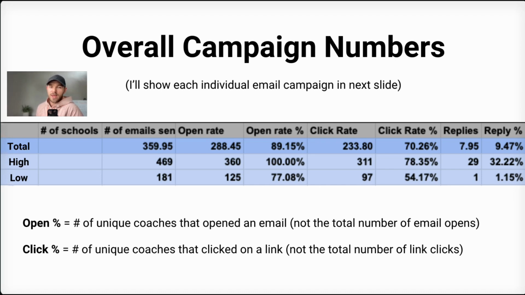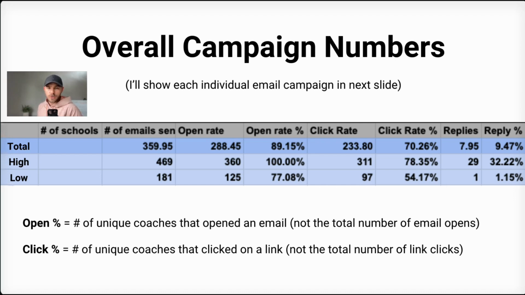So you see 359.95. That's the average number of emails that we send per campaign. Keep in mind that that's not the number of schools, right? So if we're emailing one school and we send that school 3 emails, then that would be 3 sent emails, even though it's one school, right? So 359.95 per campaign. Of those, we're averaging about 288.45 getting opened, but again, it just depends on the campaign.